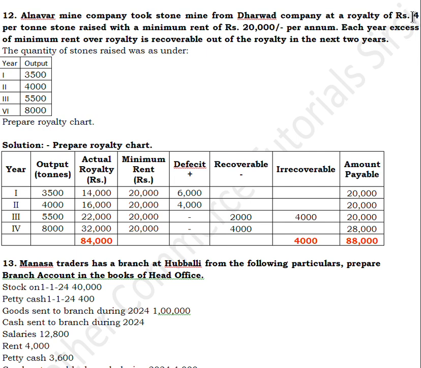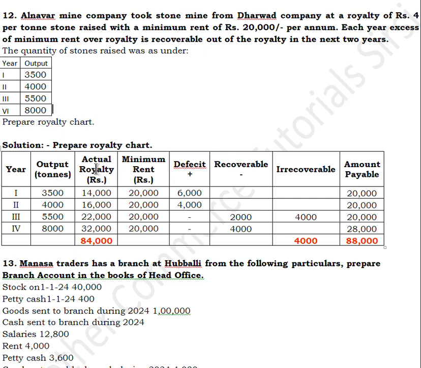The first thing is the royalty, that is rupees 4. Then the next thing is minimum rent, that is rupees 20,000. Then the next very important point is the recoupment time, that is next 2 years. So these three things. Then the years they have given us: 1, 2, 3, 4 years. Then the output. Now let us prepare a chart.